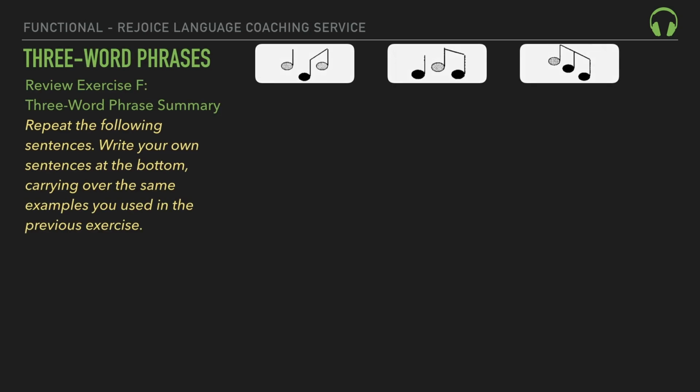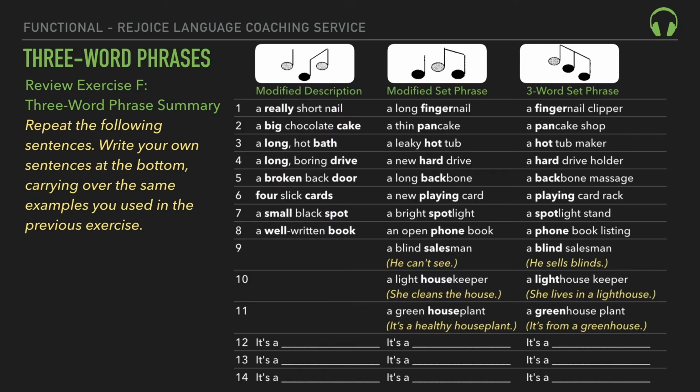Review exercise F. 3-word phrase summary. Repeat the following sentences. Write your own sentences at the bottom, carrying over the same examples you used in the previous exercise. 1. A really short nail. A long fingernail. A fingernail clipper. 2. A big chocolate cake. A thin pancake. A pancake shop.